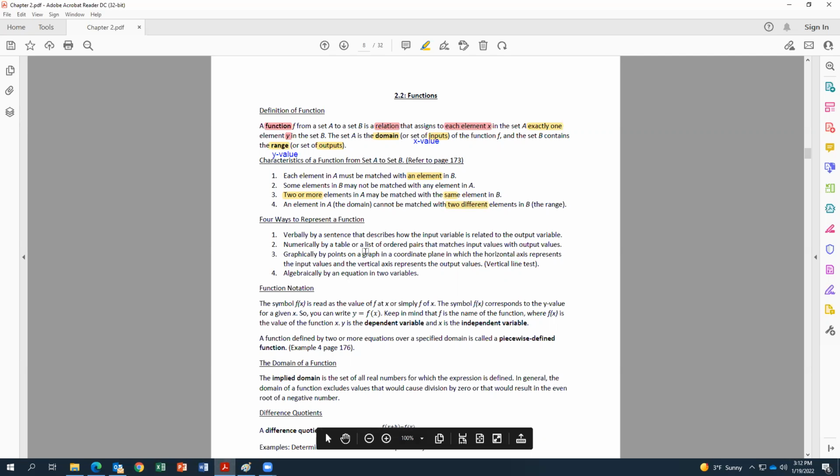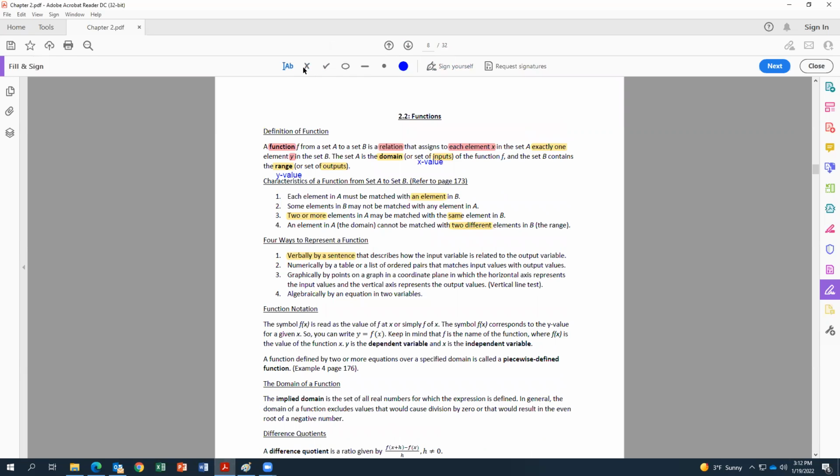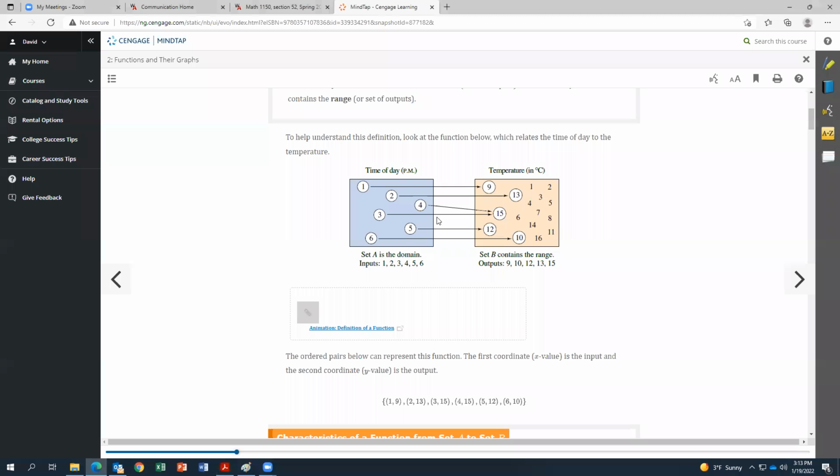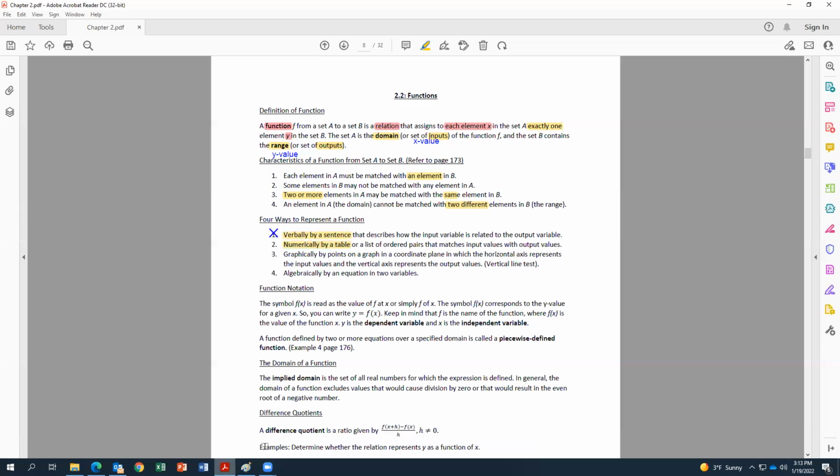There are four ways for us to represent a function. One way is verbally, in a sentence. Usually we don't do this in our class because this is a math class, so I will skip it. The next way is the numerical way, by tables, like the one we just did over here. We can also tell if this is a function or not. What you need to do is make sure that your x here only has one arrow. If your x here has multiple arrows, it is not a function.